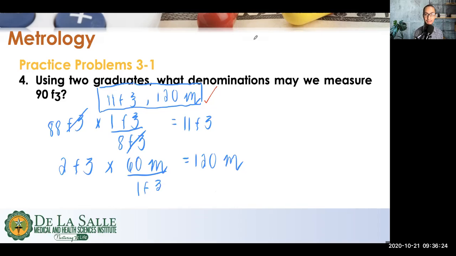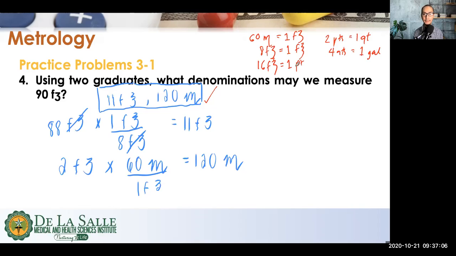Now, if you remembered our conversion factors, ayan, so sabi natin 60 minims are equivalent to 1 fluid gram. 8 fluid grams are equivalent to 1 fluid ounce. And we have 16 fluid ounces equals 1 pint. Tapos we have 2 pints equal to 1 quart. And 4 quarts equal to 1 gallon. Okay? Ayan. So, if you think about it, no?